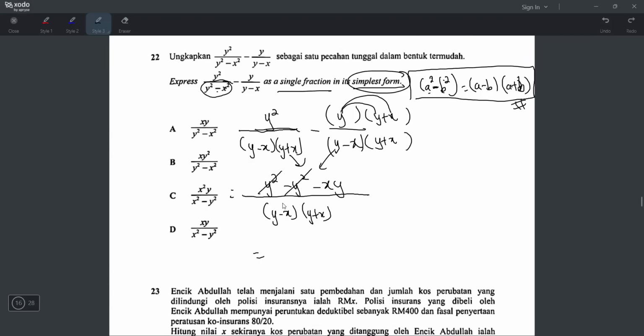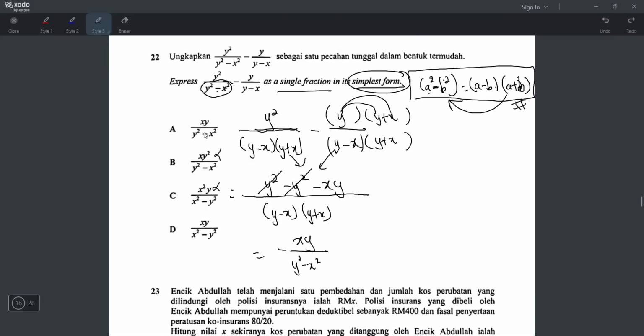Okay, y square minus y square can cancel. Y square minus y square is 0. So you're left with negative xy. And if you look at the answer, you already know. C confirm wrong, B confirm wrong, because y has a square here, right? And then the bottom is y minus x, y plus x. And I told you y minus x, y plus x is actually y square minus x square.